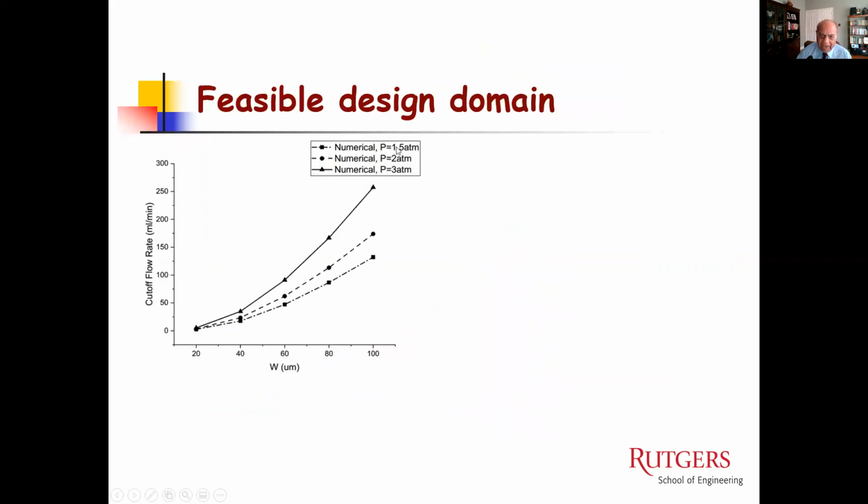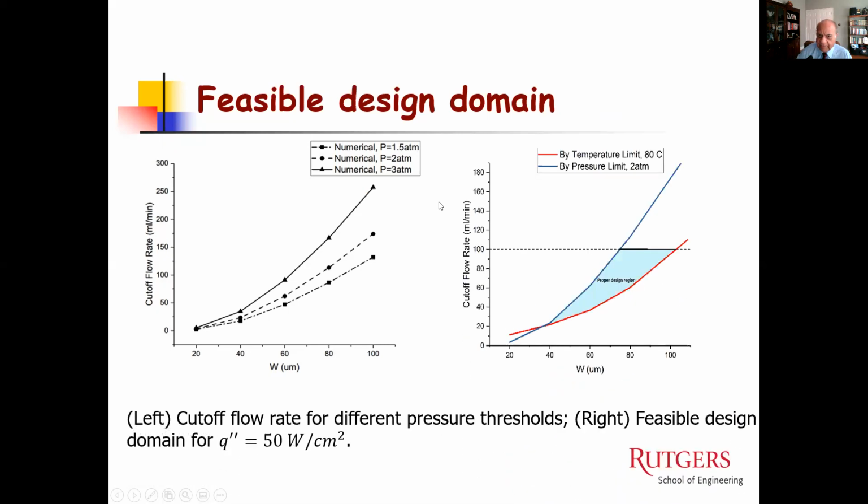Now, you can talk about a pressure limitation, 1.5, 2, or 3 atmospheres, and that would limit the flow rate. And as you can see, these are the cutoffs for different pressures. The reason why we're talking about a pressure cutoff is because you cannot have, obviously, a huge pump just to cool a small chip. So we are thinking about a limiting condition where you can use a reasonable pump to end up cooling the system.